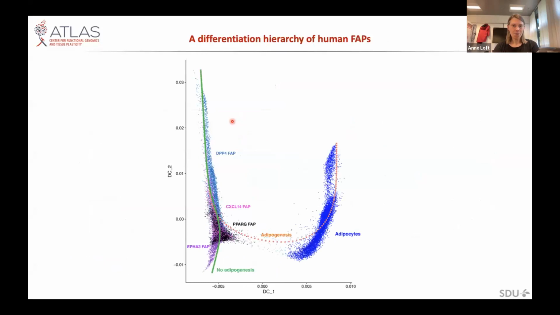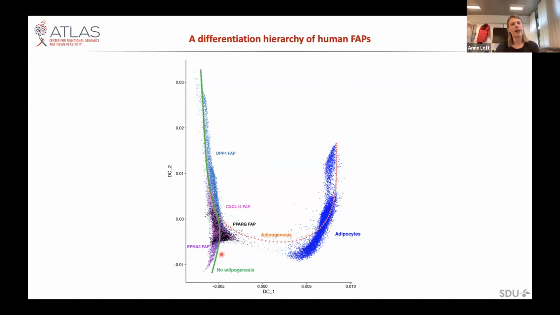So one thing we tried was to perform trajectory analysis to map the trajectories between these different FAB subpopulations. By doing that, we identified two main developmental trajectories, and here one branch went from the DPP4 fabs all the way to the adipocytes, and we termed that branch the adipogenesis branch.